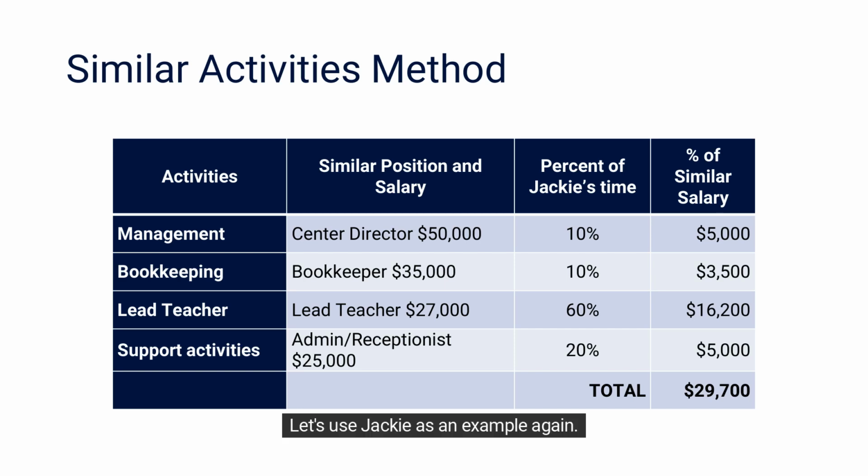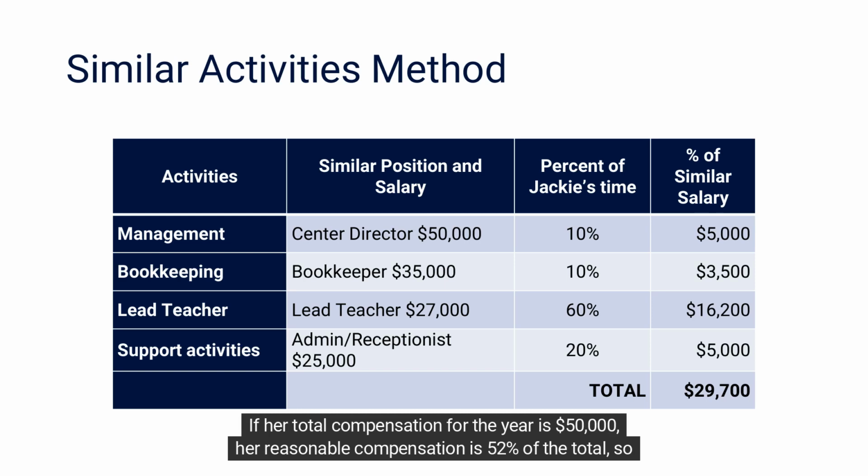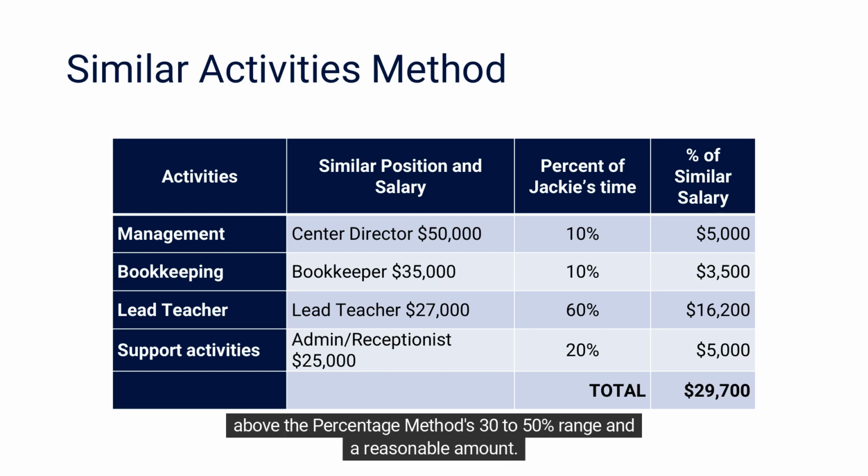Let's use Jackie as an example again. She determined her reasonable compensation to be $26,000 through the similar job method. If her total compensation for the year is $50,000, our reasonable compensation is 52% of the total, so above the percentage method's 30 to 50% range, and a reasonable amount.